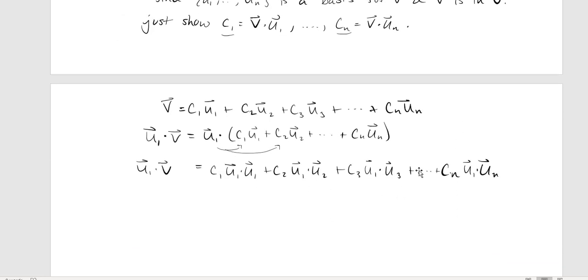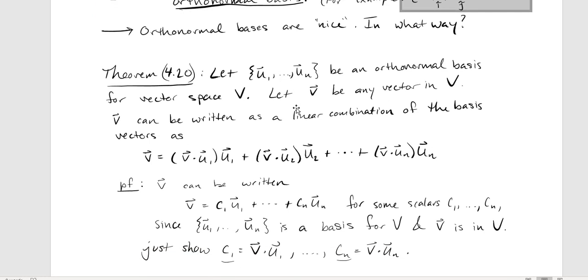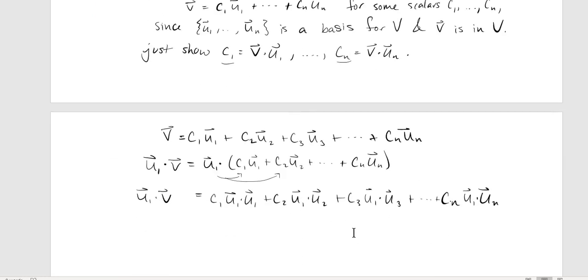But remember, just like we saw in the last little proof, the big thing we want to remember here is that since this is an orthonormal basis, it's orthogonal, every pair of vectors in this set dots to 0. So if I dot any of those vectors with anything other than itself, I get 0. Meaning u1 dotted with u2 is 0, because those are orthogonal. Same here, those dot products are 0 because those are orthogonal. That just leaves u1 dotted with v equals c1 u1 dot u1.